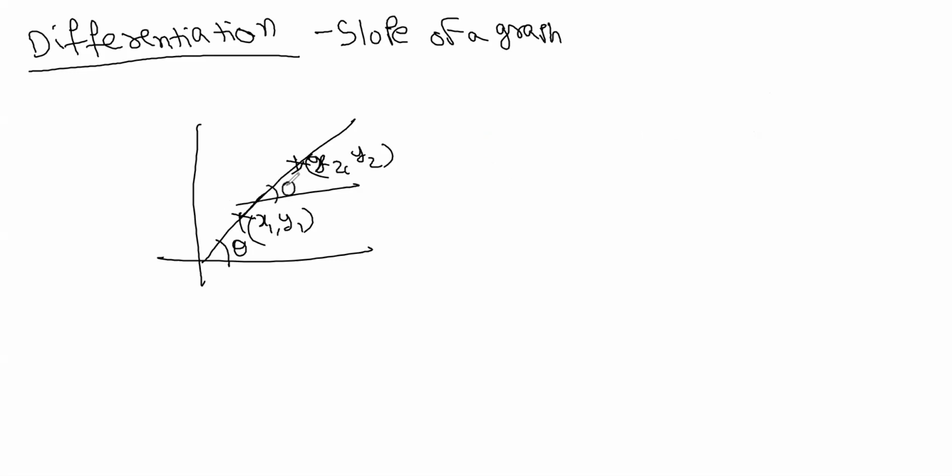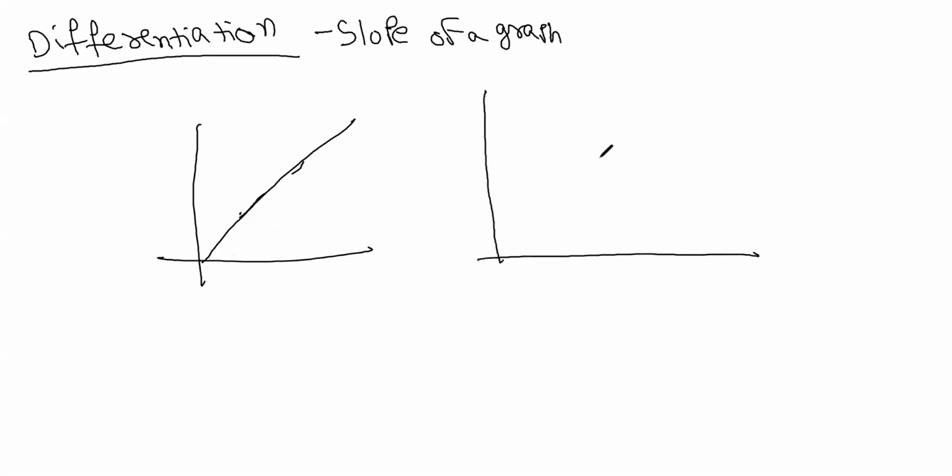Wherever you take, the theta is constant. Here also, if you calculate, the theta is the same. That means the slope is constant for this line, or you can say the slope is the same because it is a straight line. Now, when the graph is curvilinear, if it is like this, then at this particular point we have one slope.